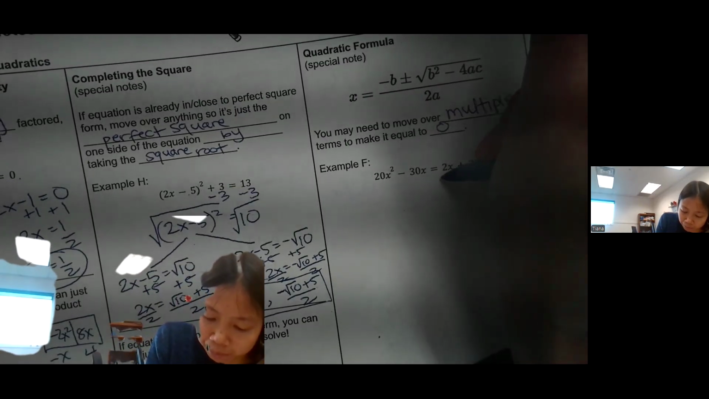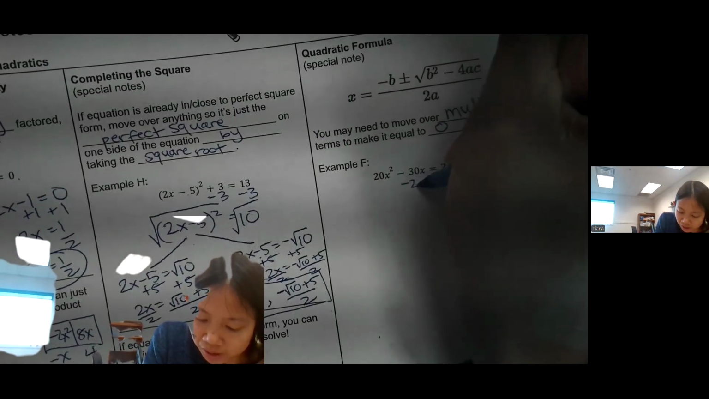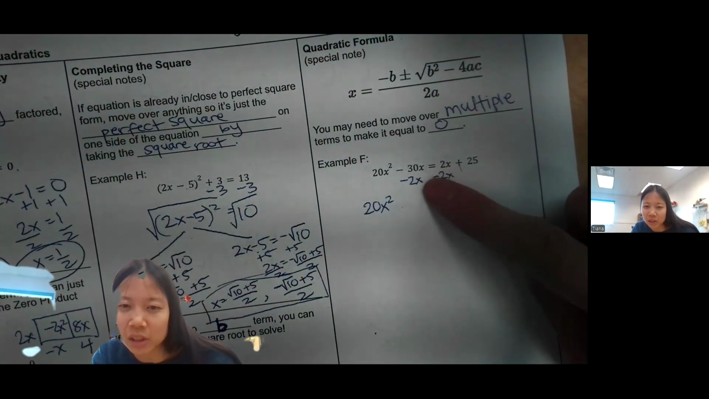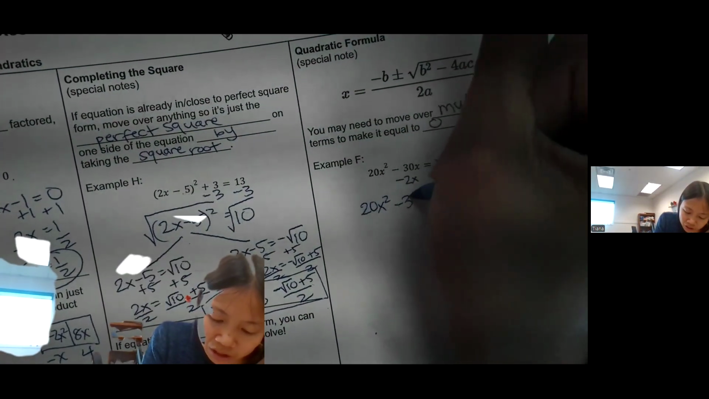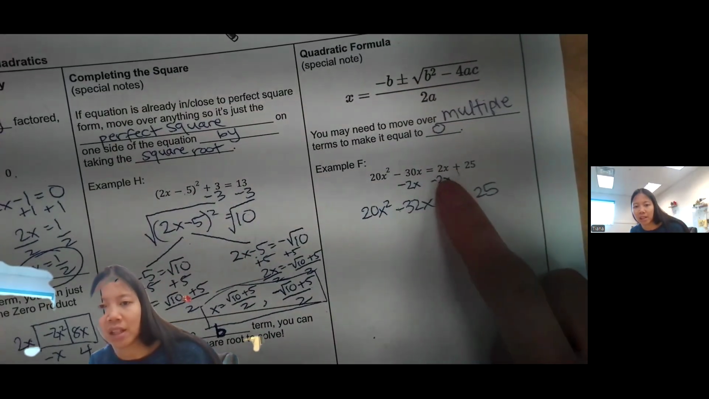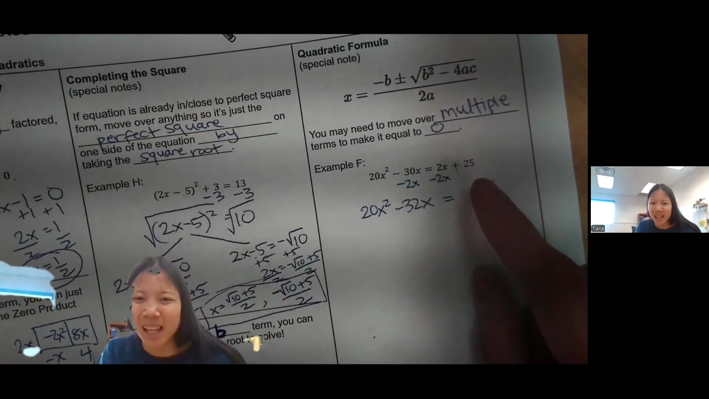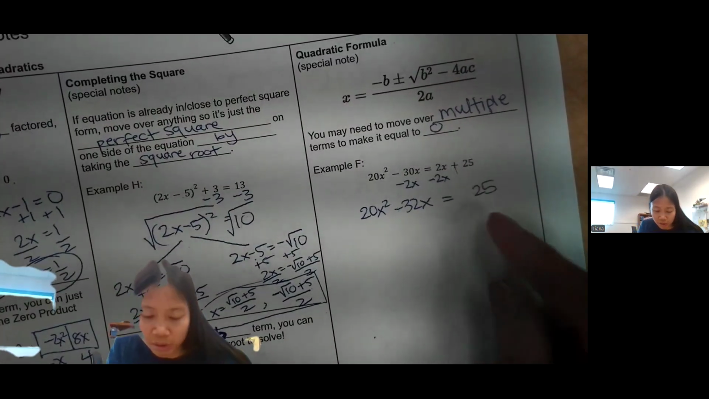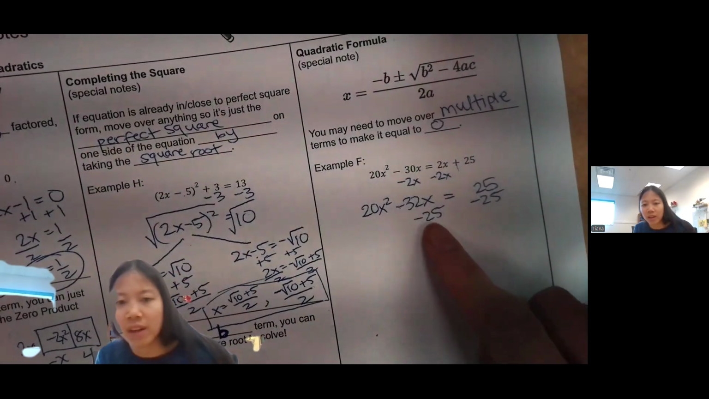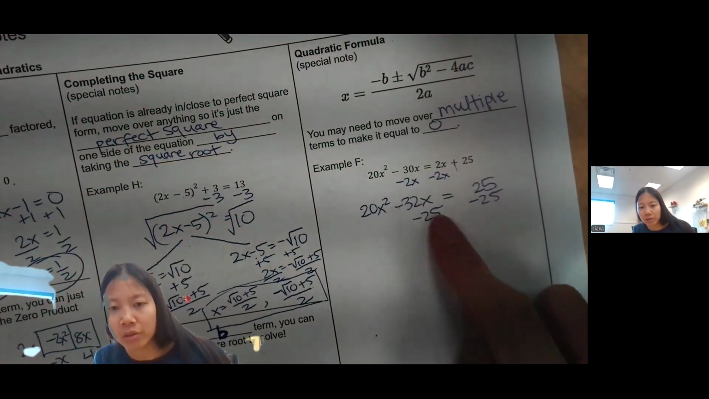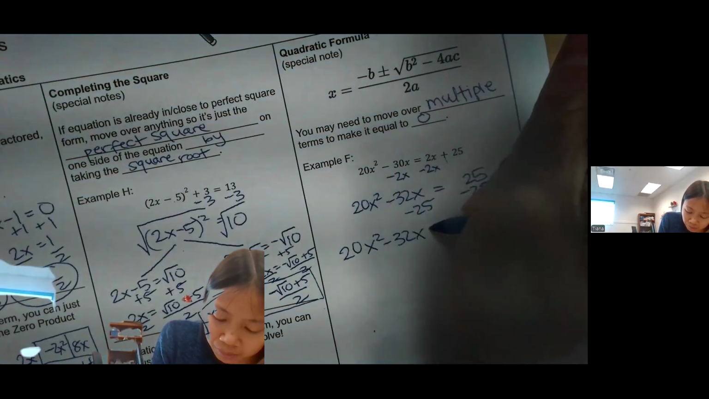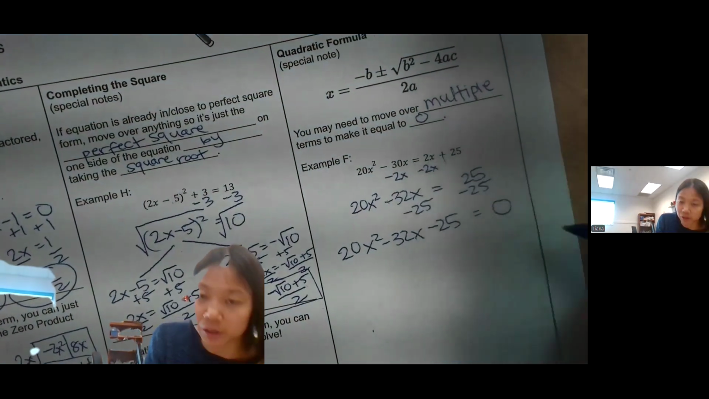So I'm going to undo this positive 2x by subtracting 2x. Now I have 20x squared, and I can combine the negative 30x with the negative 2x, so that gives me negative 32x equals, and then I'm just left with 25 on the side, since I subtracted the 2x over. I have a positive 25, so to undo a positive 25, I'm going to subtract 25. I can't combine that with x squared or x, so it just stays. 20x squared minus 32x minus 25 equals 0.